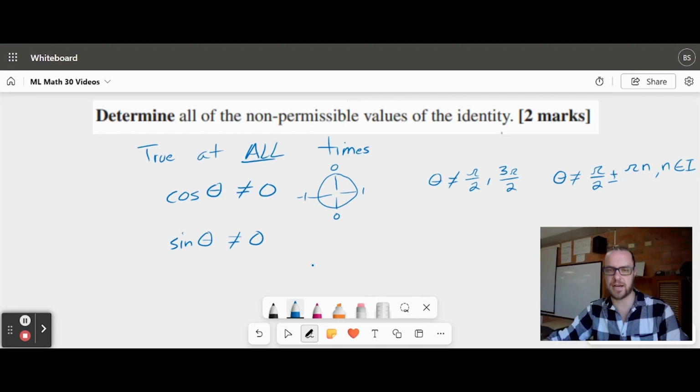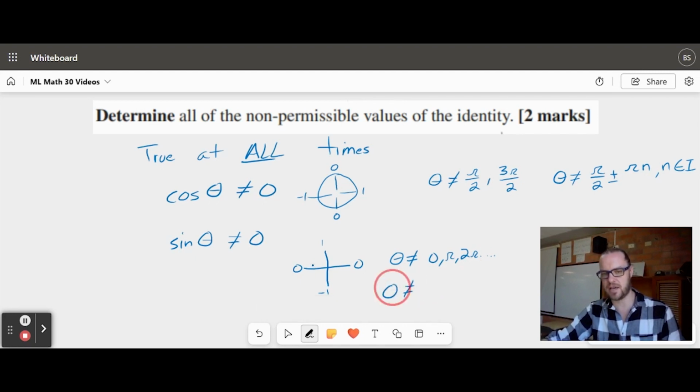Now we're going to do the same kind of thing for sine, except that sine is the exact opposite, right? Where it's going to be 1 up here, -1 over there, and then it's 0 on the 2 ends of the x-axis. So in this case, this means that theta will not be allowed to equal 0, pi, 2 pi, etc. Which again, we can simply write as a single statement and say that theta cannot equal 0 plus or minus pi n, where n is an element of the integers.